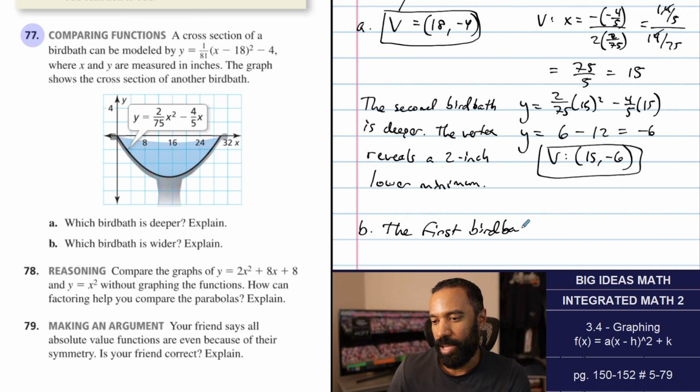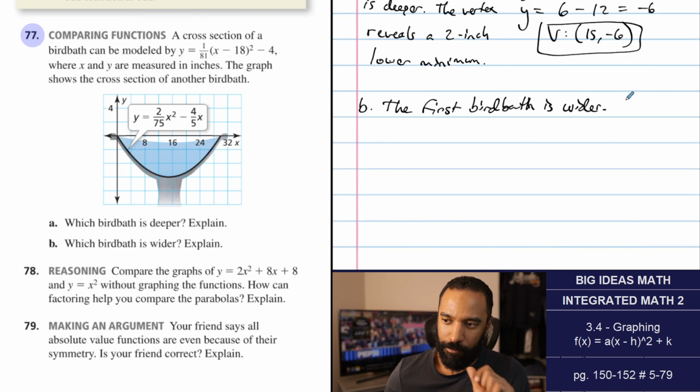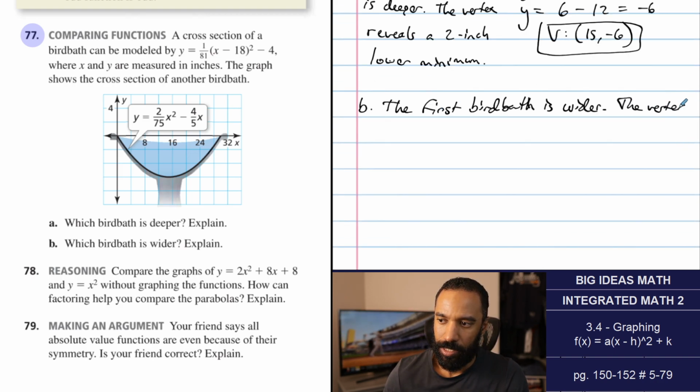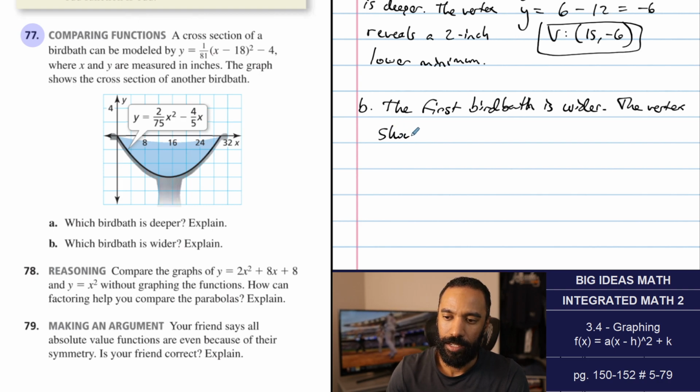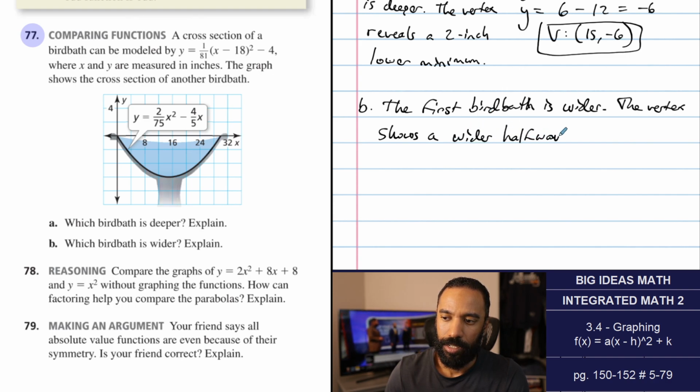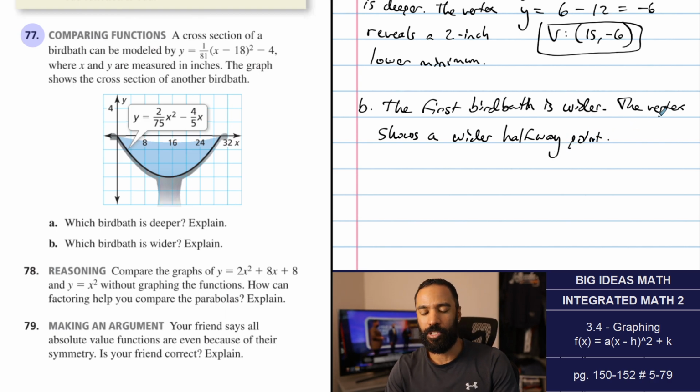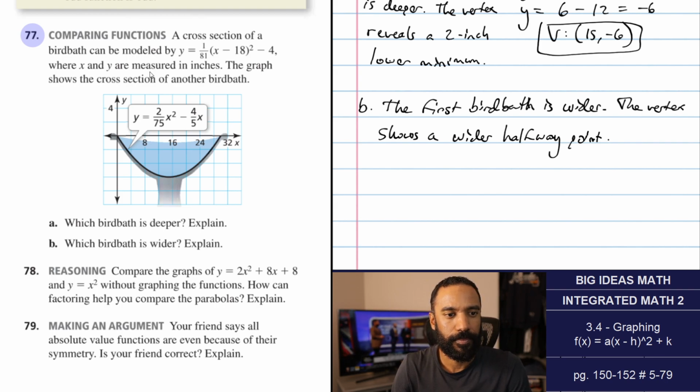Now this is because of the vertex being the halfway mark, right? They're symmetrical. The vertex shows a wider halfway point. And that's all that matters. If it's wider halfway, then it's wider the full way because they're symmetric in that way.